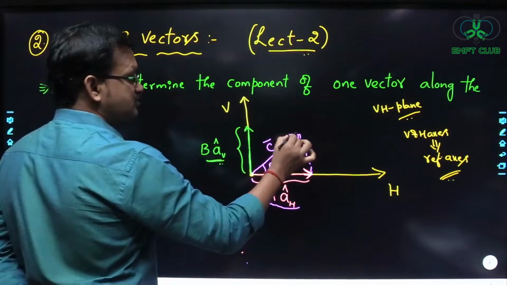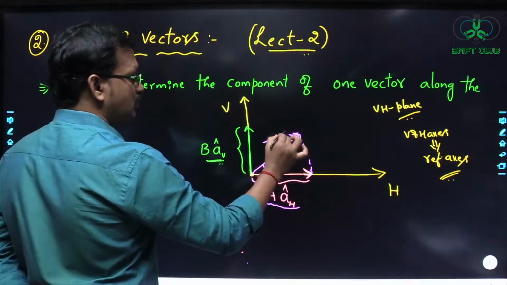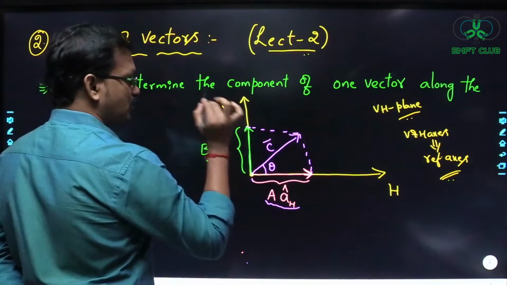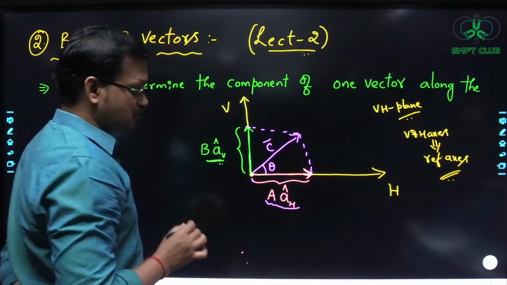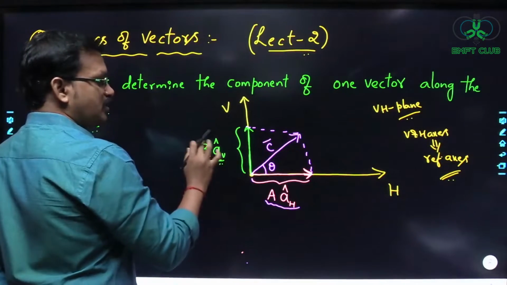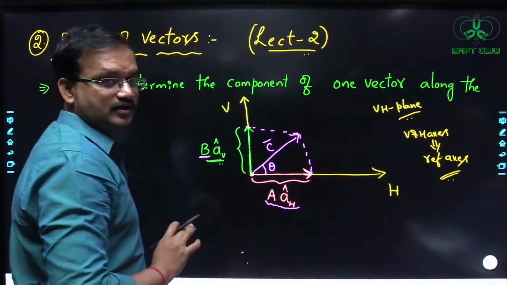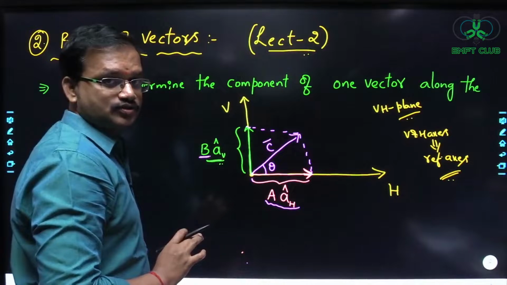Next, if you want the component of C bar along the vertical axis, what you have to do? Just drop your normal from the head of C bar onto the vertical axis. Understood? So the distance from here to here is nothing but B units. So B is the component of C bar along the vertical axis. Understood?